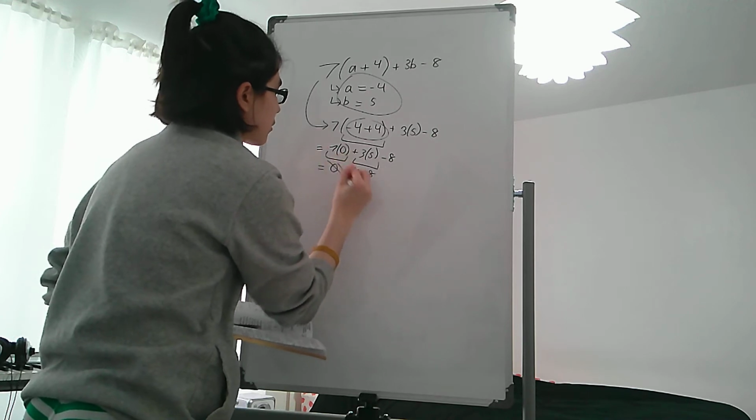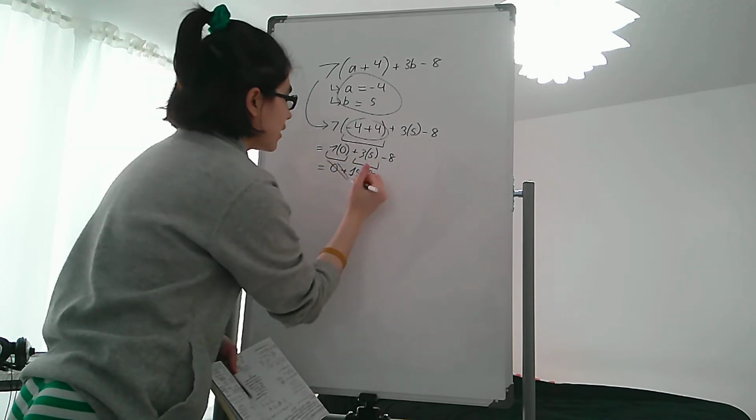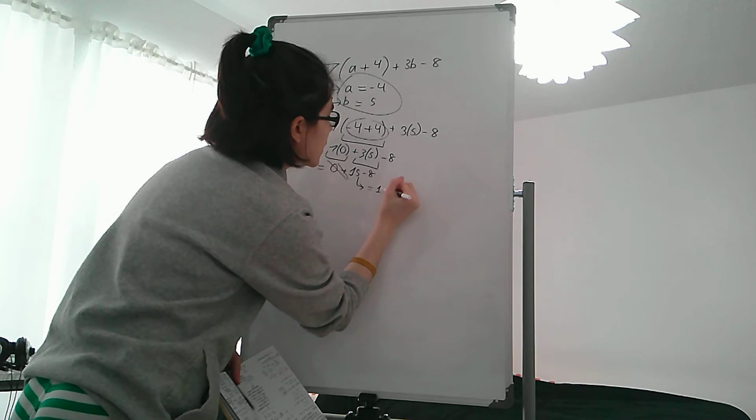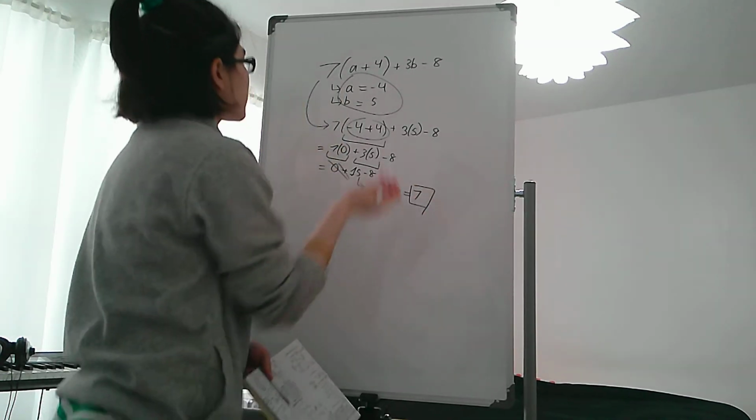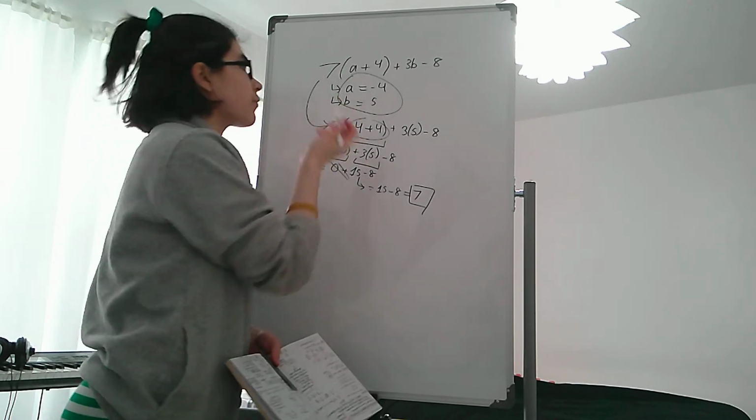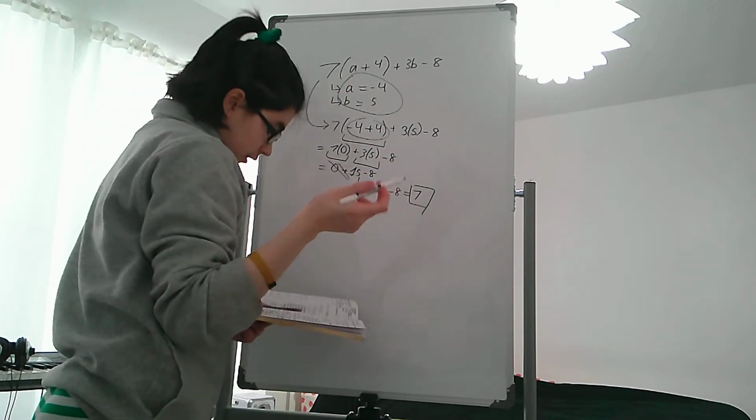So that 0 goes away because that's nothing. So really we've got 15 minus 8, which is 7. So that is your answer, 7. When A equals -4, B equals 5, your answer is 7.